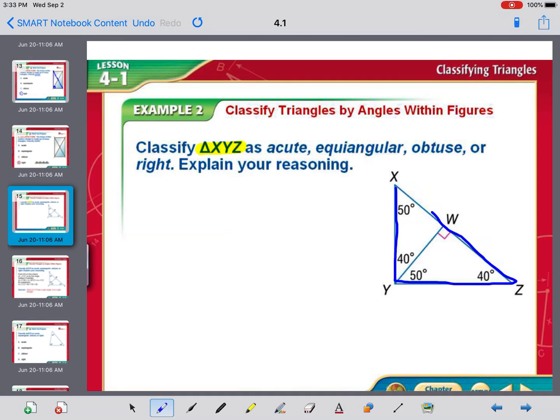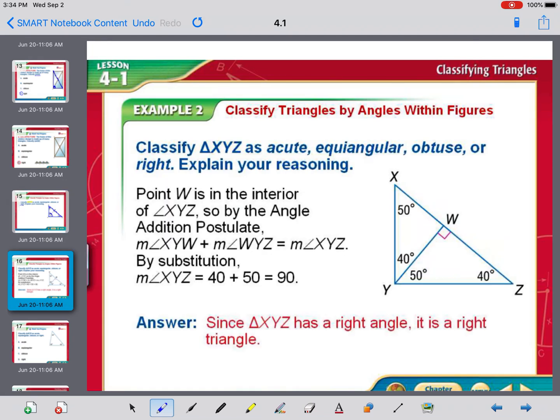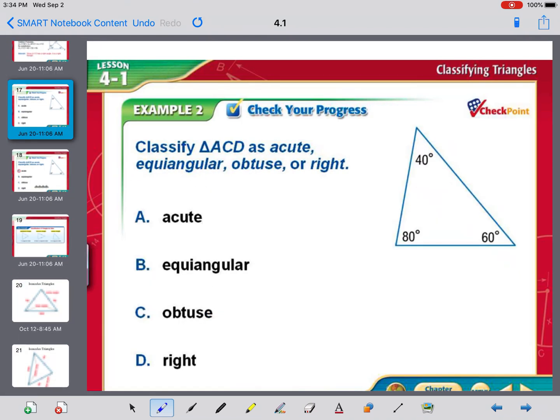So it says, classify triangle XYZ. Now that's the big triangle, right? Because you see the 2 smaller triangles that make up the big triangle. So there's 3 triangles there: the 2 smaller ones and then the whole big thing. When we look at the whole big thing, you see one angle's 50, one angle's 40, but how much is this angle? It's 90, making this a right triangle.